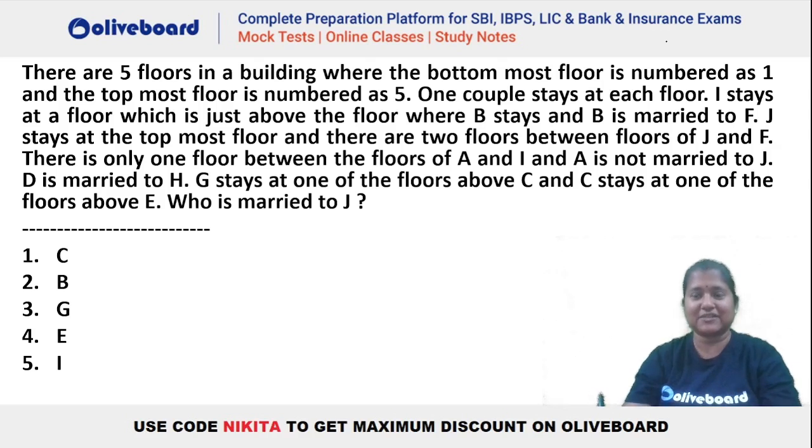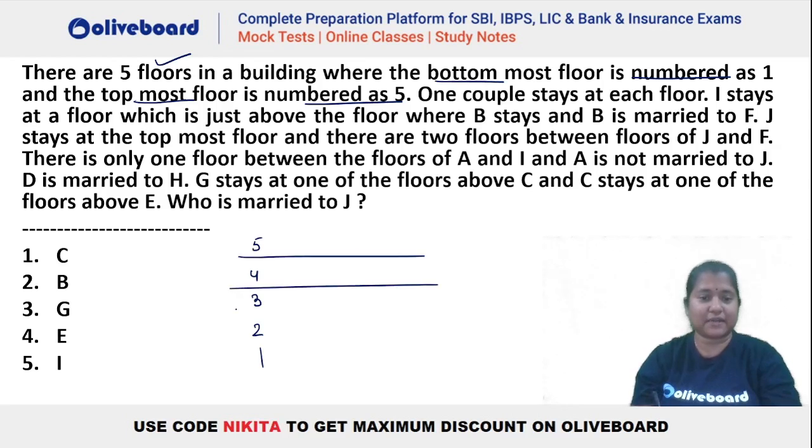I hope everybody has gone through the question here. So let's see what is given here. There are 5 floors in a building where the bottommost is numbered 1 and the topmost is numbered 5, right? So we have something like this: 5, 4, 3, 2 and 1. So this is the building here.